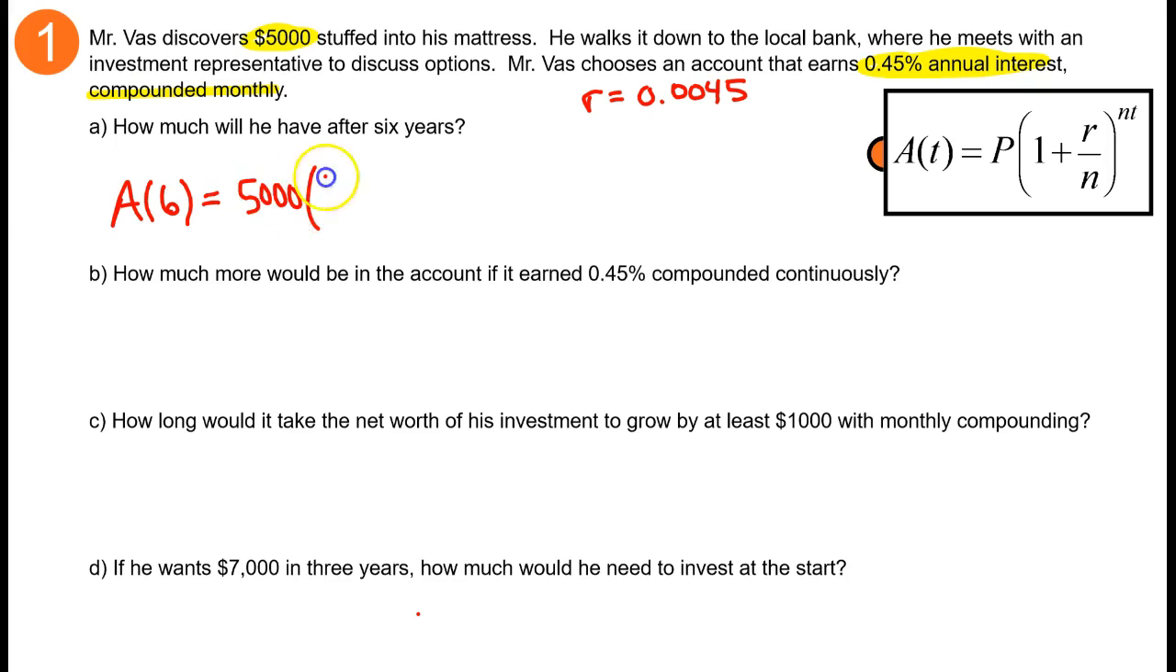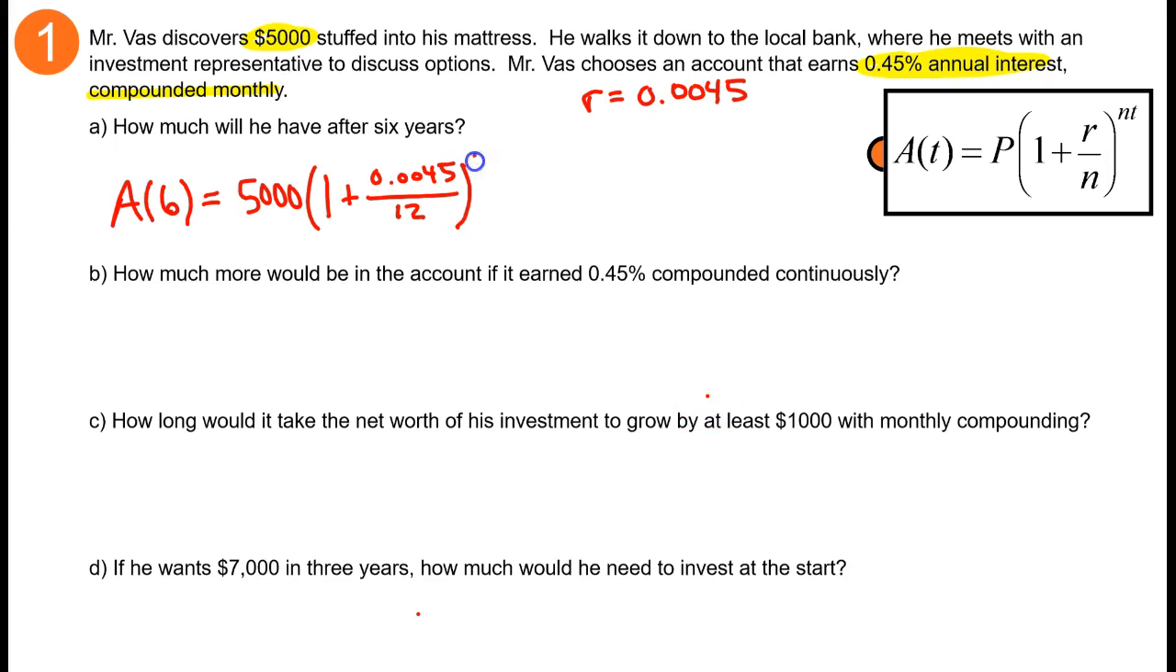Our principal amount is $5,000, times 1 plus our interest rate, 0.0045, divided by the number of periods per year. Since we're compounded monthly, that number is 12. What this does inside the parentheses is give us a multiplier or growth factor for our exponential growth function. If we take 1, that's like our principal amount, plus the amount of interest we earn per period, that's this 0.0045 divided by the number of periods per year. This gives us our growth factor. We now raise that to the n times t power.